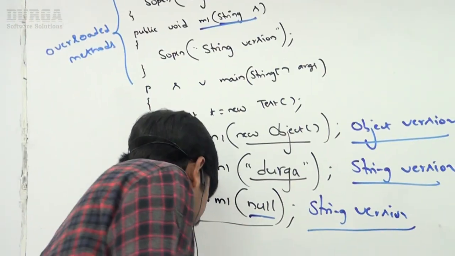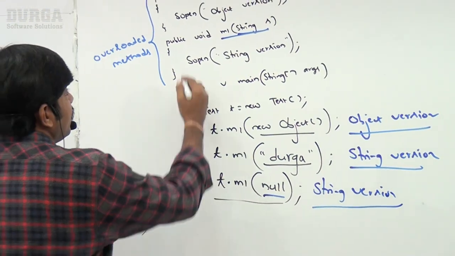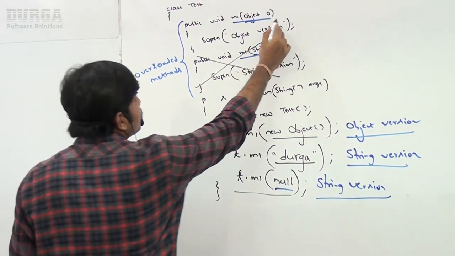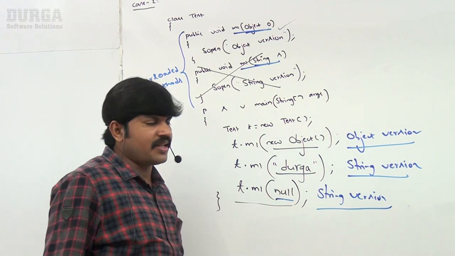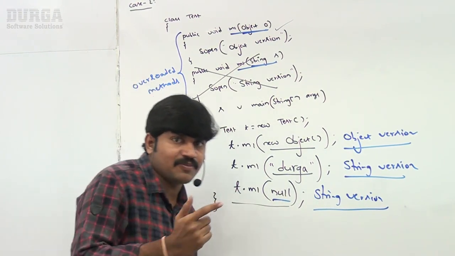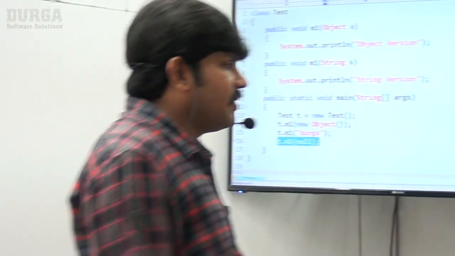Suppose assume the child method is not available. The child method is not there. Then obviously the parent is going to get the chance. If the child method is not there, automatically who is going to get the chance? Parent will get the chance. Let me show this one, sir, here.